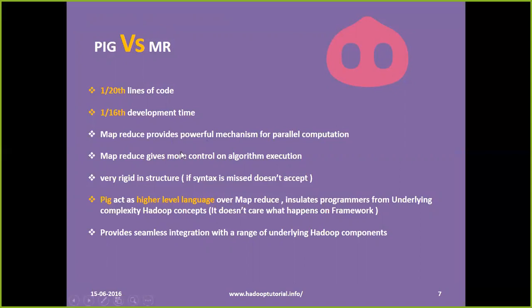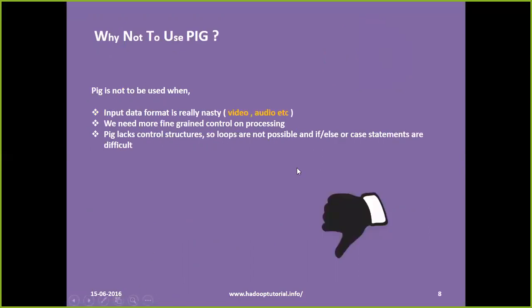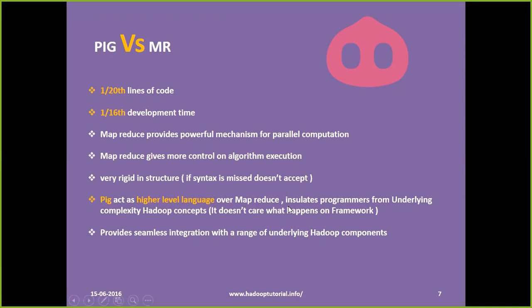Okay. So some of the differences are like MapReduce provides a powerful mechanism for parallel computation. MapReduce gives you finer control than Pig, because Pig is a higher-level language, and if you need any programming concepts, like this is more of a SQL-like syntax, so almost all the SQL kind of features you can achieve in Pig, whereas in MapReduce you can achieve them, but it takes time. Okay.